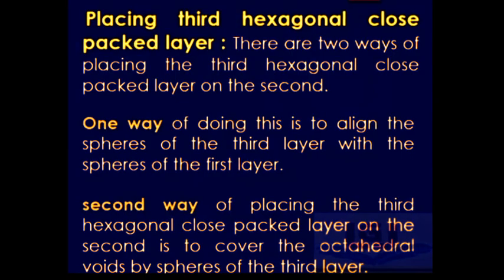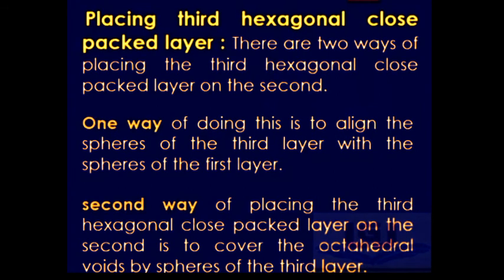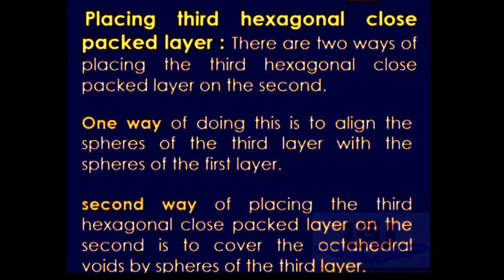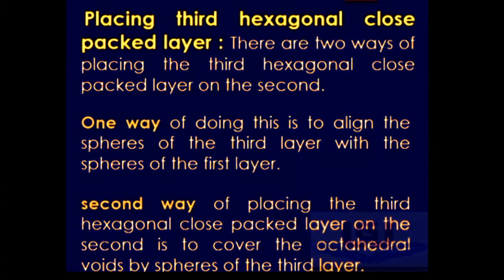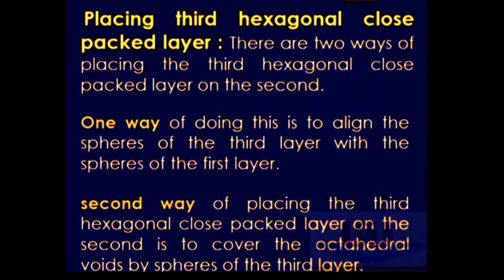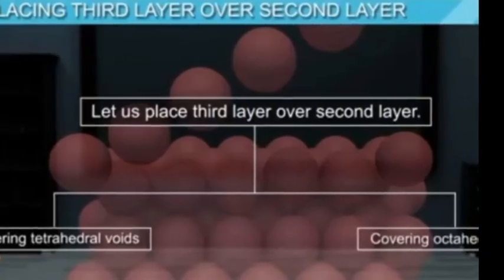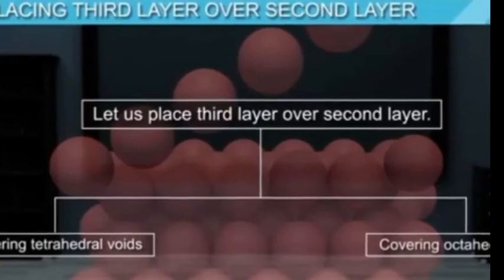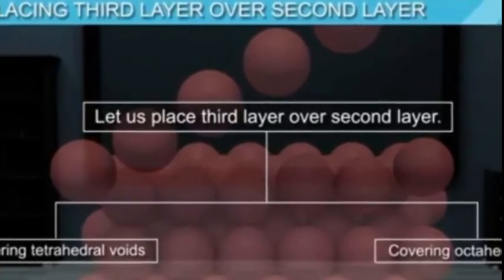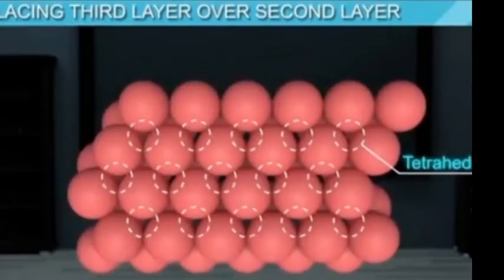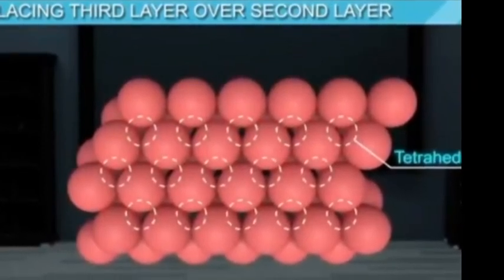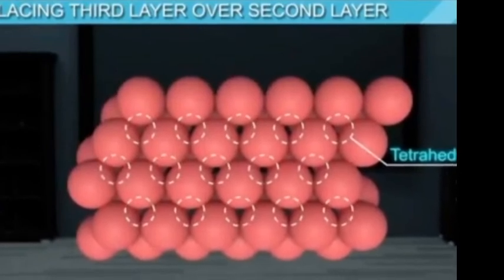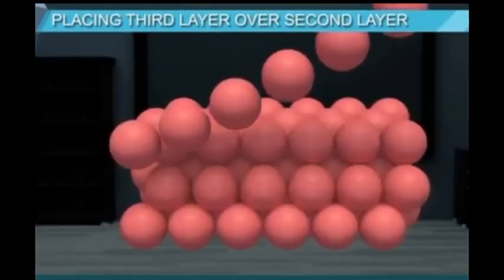Now we discuss next point, placing of third layer above second layer. We know that when second layer is placed above the first layer, it gives rise to two types of voids, that are tetrahedral voids and octahedral voids. Therefore, third layer is placed on second layer in two different ways, that is by covering tetrahedral voids and by covering octahedral voids. Here first we discuss covering tetrahedral voids. In this type, third layer of two-dimensional hexagonal close packing is arranged above the second layer in such a way that spheres of third layer cover the tetrahedral voids.